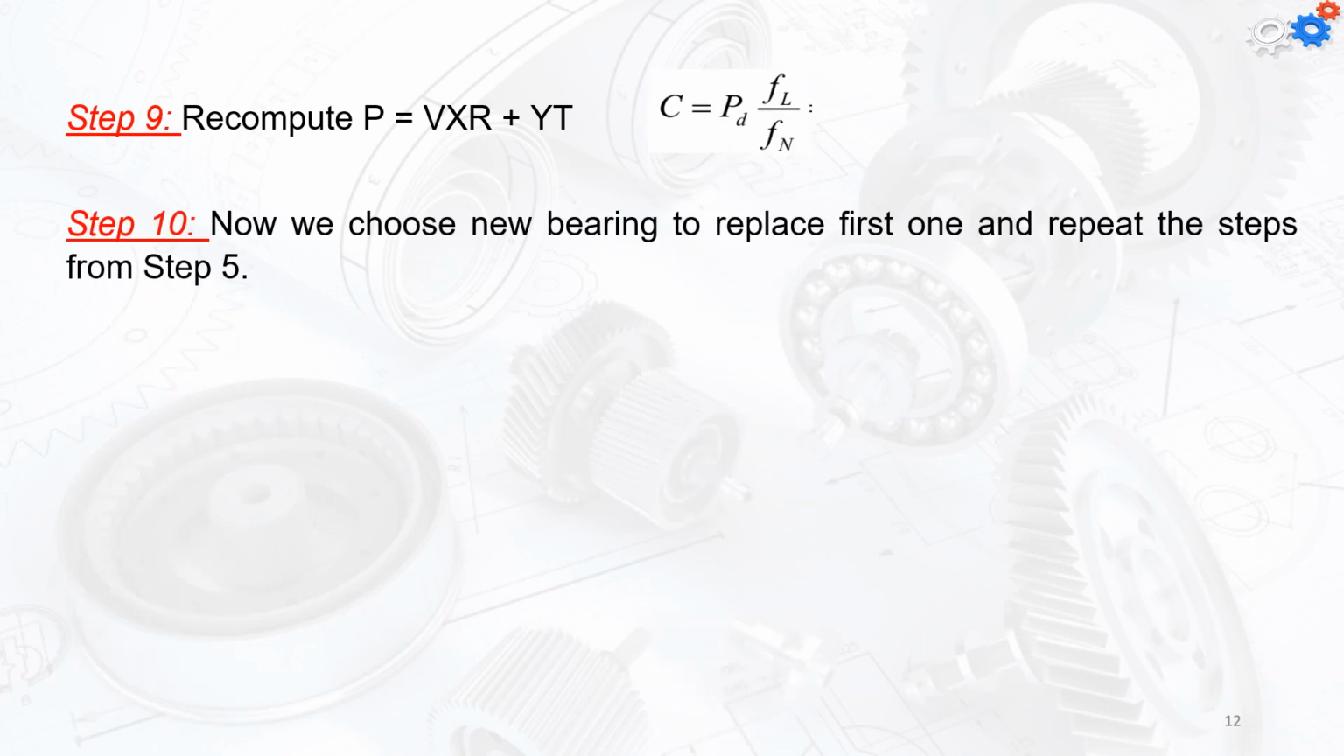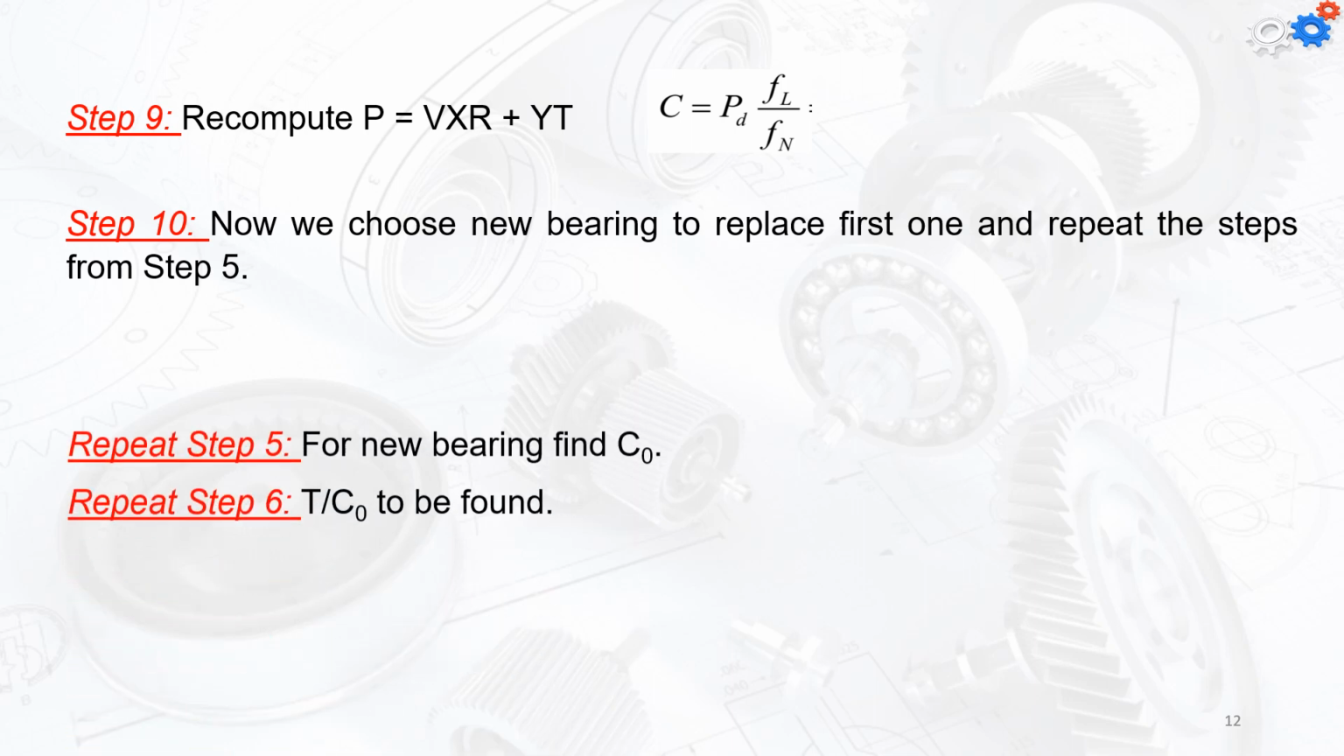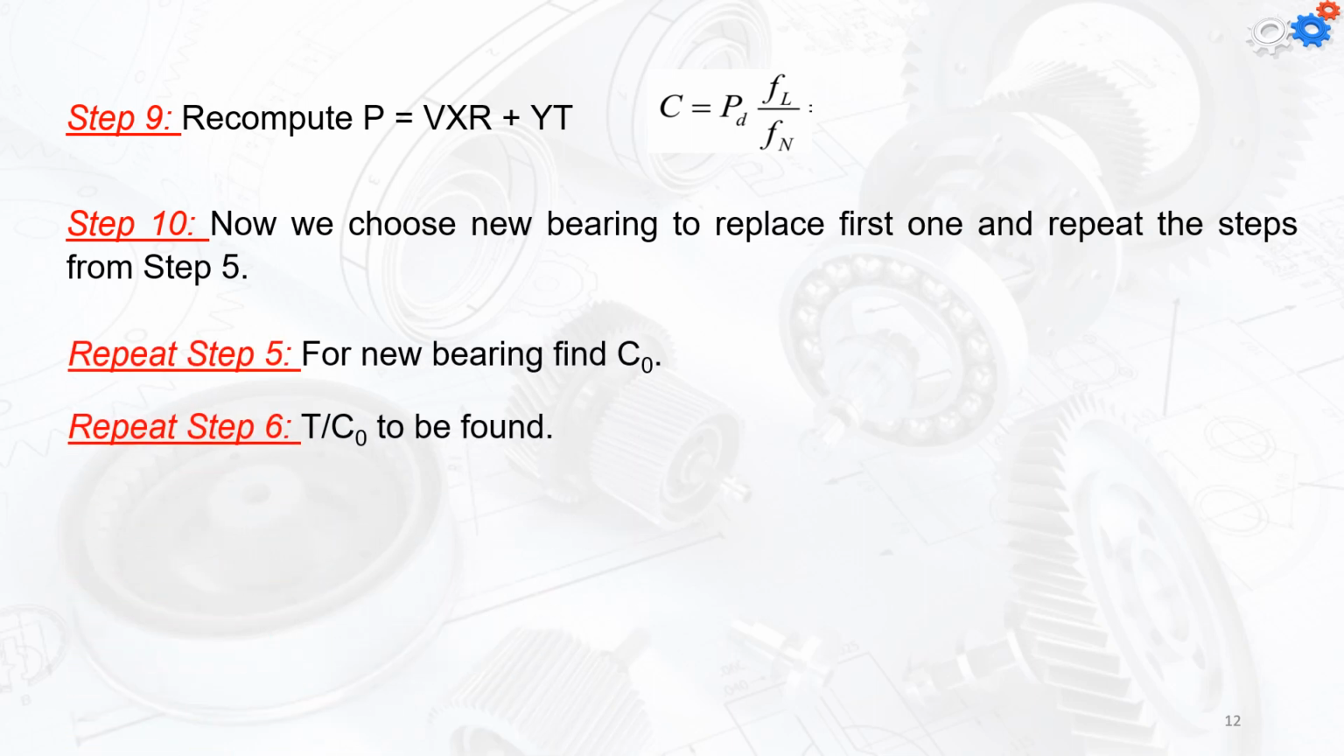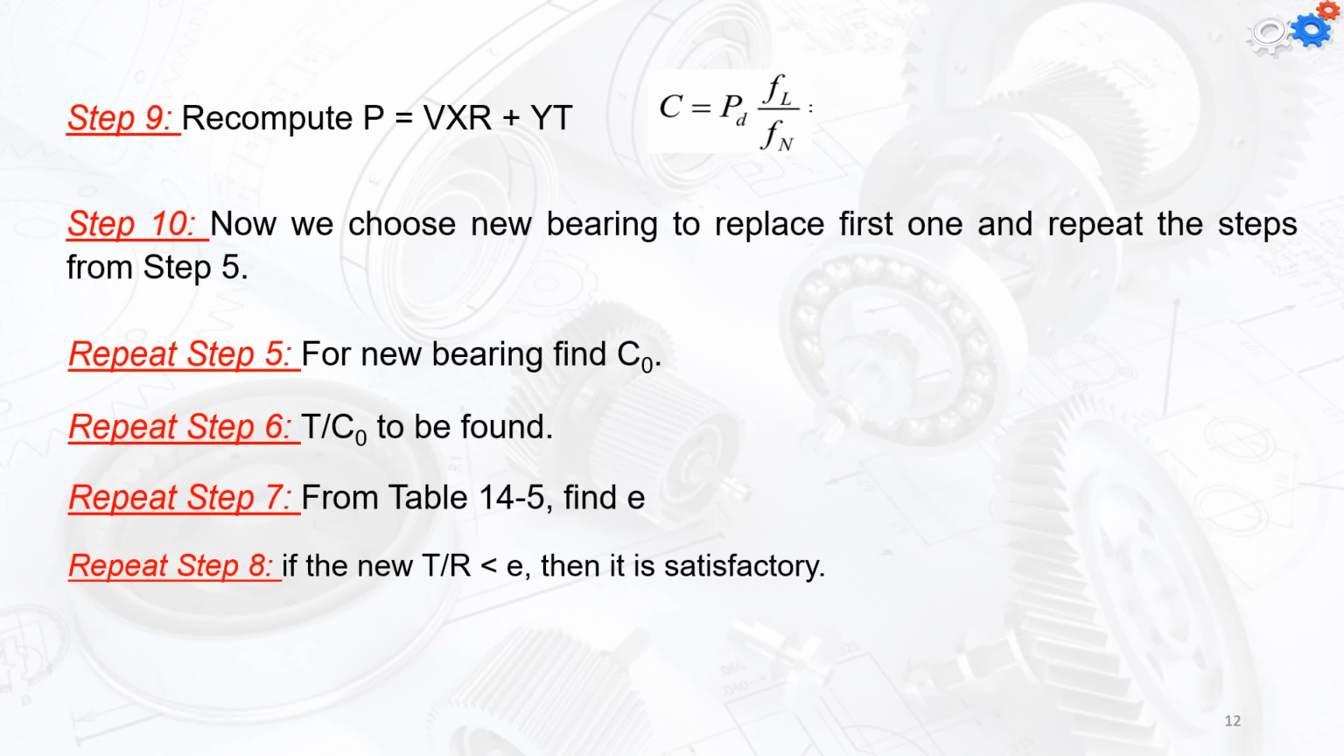Once again, to go to step number 10, we need to choose a new bearing to replace the first one and repeat the steps from step number 5. In step number 5, we need to find a new bearing and find the new C0, and calculate the T over C0 once again. Then we go to table 14.5 and find the value for the E. If my new T over R is less than the E, then the selection was satisfactory. If not, I am going to repeat the iteration once again.